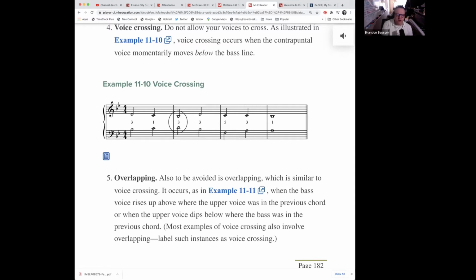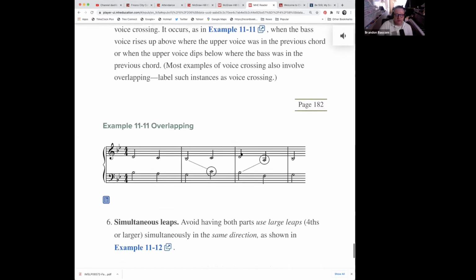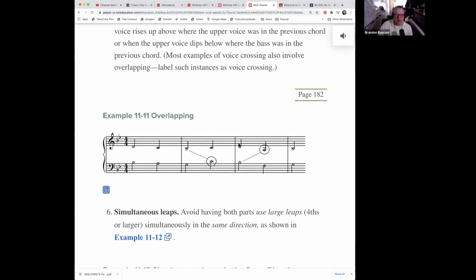Okay. Overlapping. Overlapping is also to be avoided. It's similar to voice crossing. It occurs when the bass voice rises up above where the upper voice was in the previous chord, or when the upper voice dips below where the bass was in the previous chord. Most examples of voice crossing also involve overlapping. Label such instances as voice crossing.